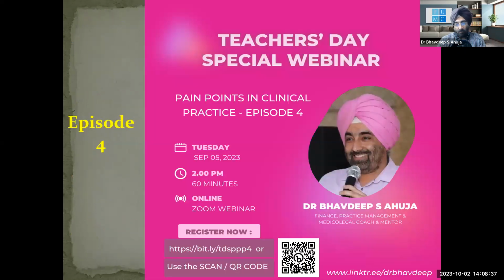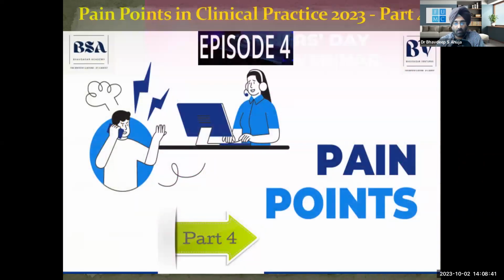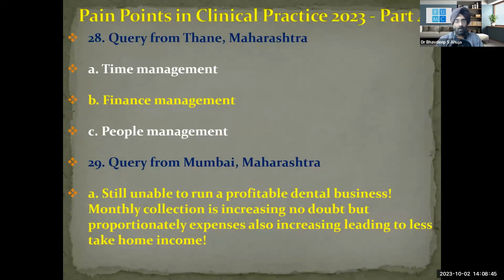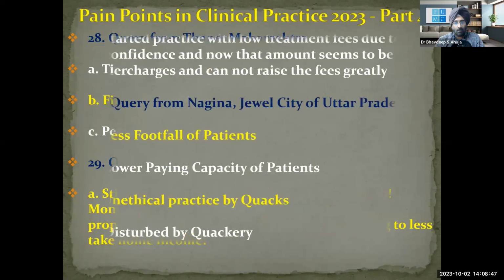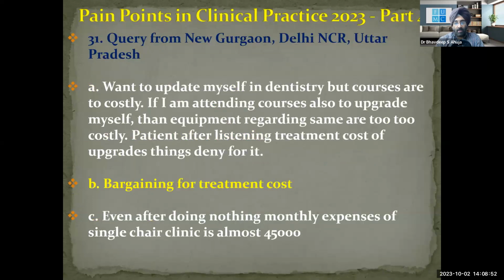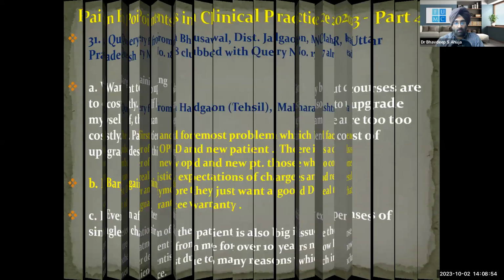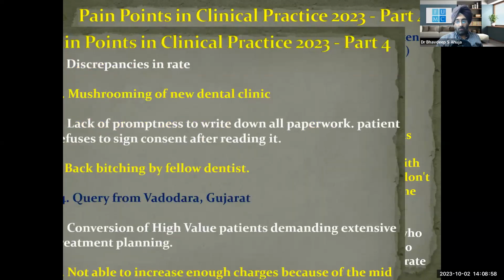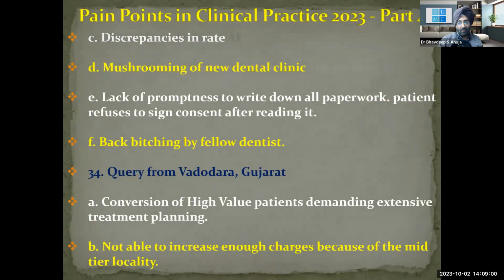And in the episode number 4, which was a tad long session like today afternoon, we started from Thane, Maharashtra, Mumbai, Maharashtra, Nagina, jewel city of Uttar Pradesh, New Gurgaon, Delhi NCR, Bhusawal, Jalgaon, Padgaon, Maharashtra, Vadodara, Gujarat. You can see if your query has been mentioned in these.